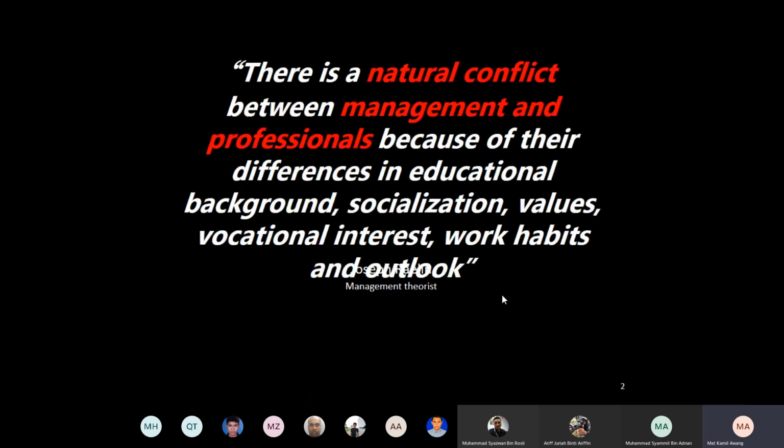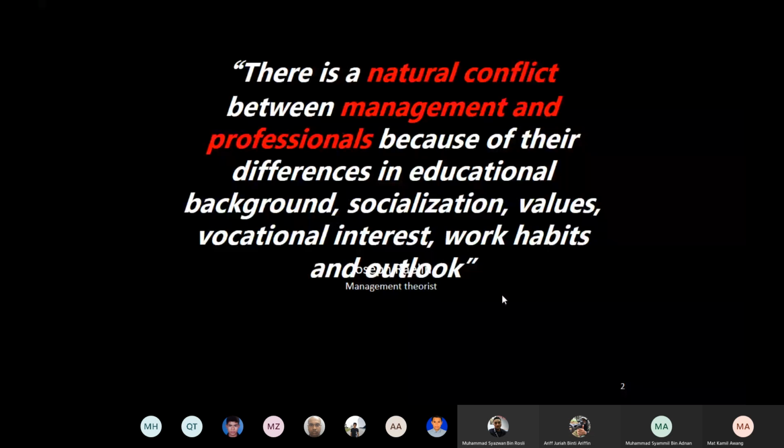This is slides 6 on engineers in organization. Today we are going to talk about the role of engineers in terms of decision making in an organization. There is a natural conflict between management and professionals because of their differences in educational background, socialization, values, vocational interests, work habits, and outlook.